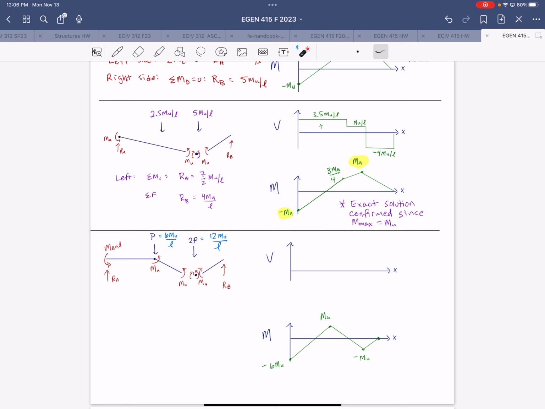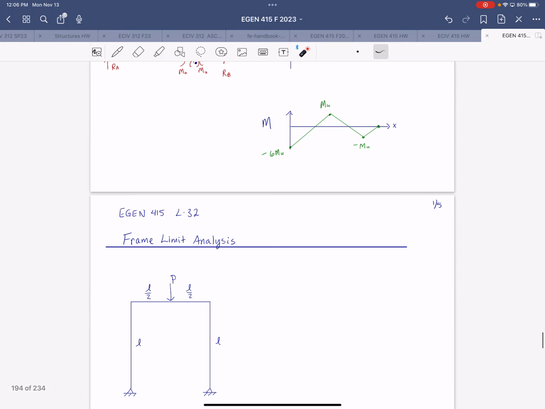So the next set of lecture notes, lecture 32, we're going to apply this to frames. It's called frame limit analysis. What we're going to look at first is this frame that's pinned at the base, with a point load at the center of the beam. This is indeterminate by 1 degree.